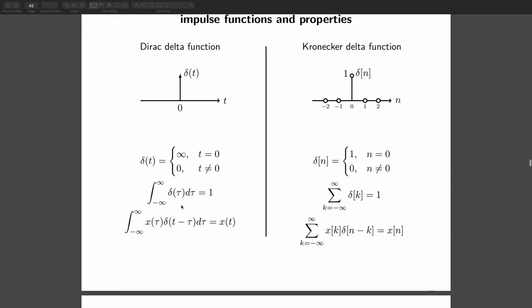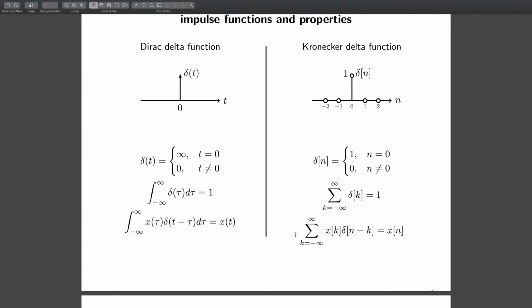Like the Dirac delta function, the analog of integration in discrete time is summation. So if we sum the Kronecker delta function, it sums to 1. You can see that by looking at the values of the signal here. We're basically adding up an infinite number of zeros, and then we have one value that is 1. And so that's why we get a summation of 1.